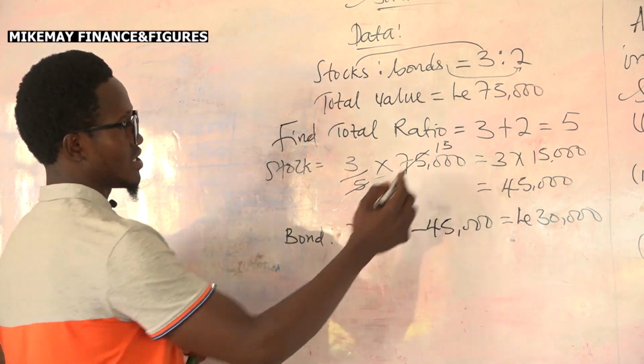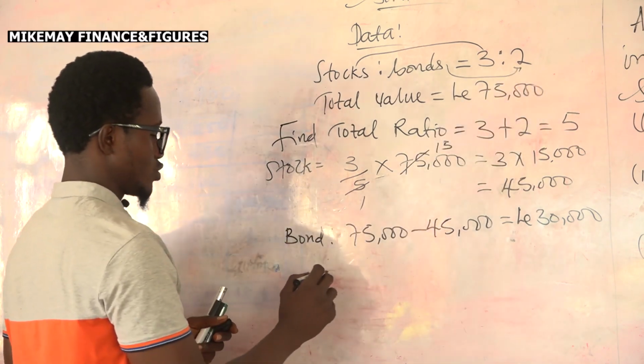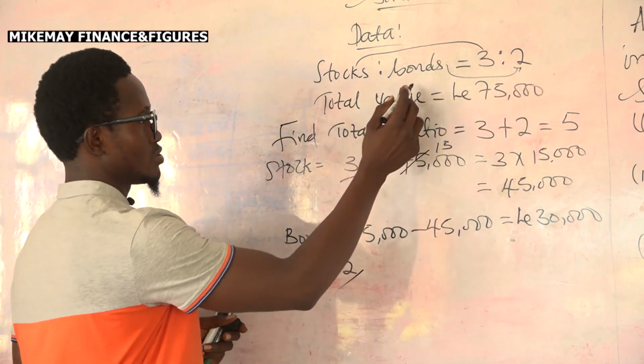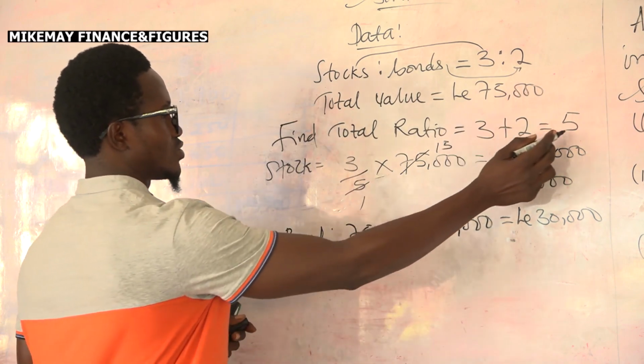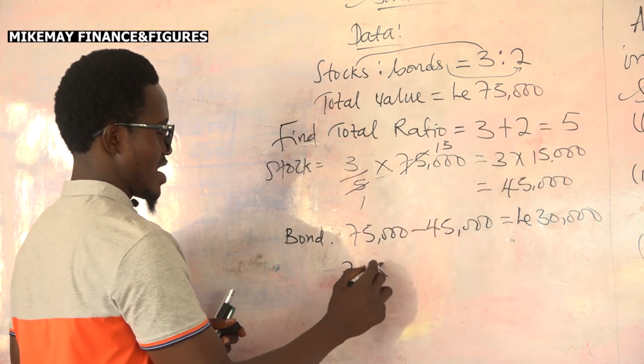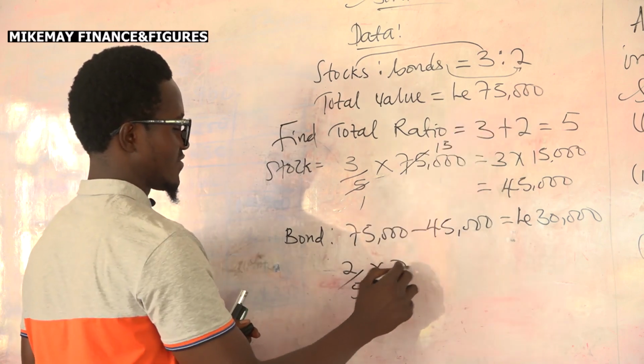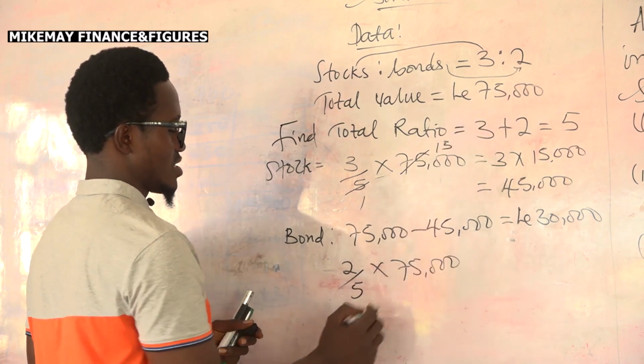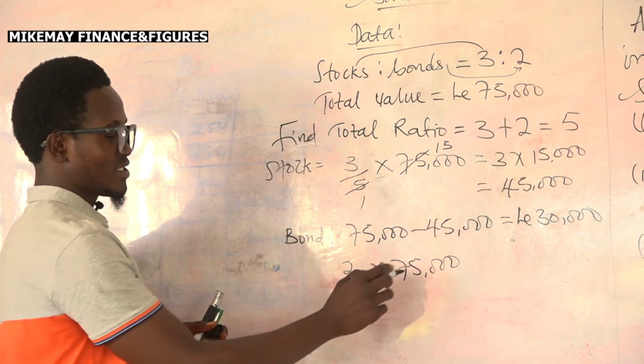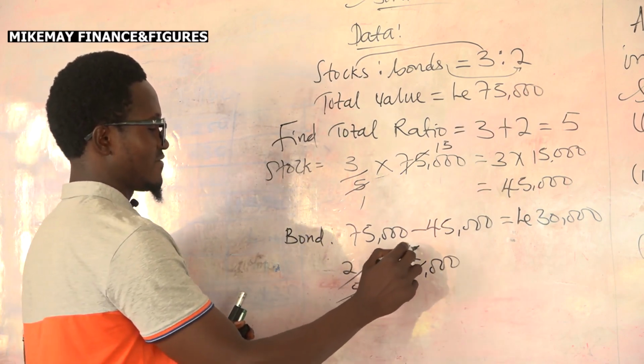Or another method is to use the ratio allocated to bonds and divide by the total ratio, which is 5, and multiply by the total, 75,000. I believe 5 into itself is 1, and 5 into 75 is 15.